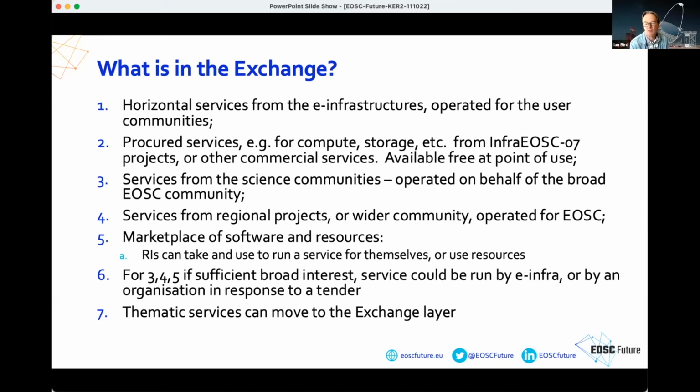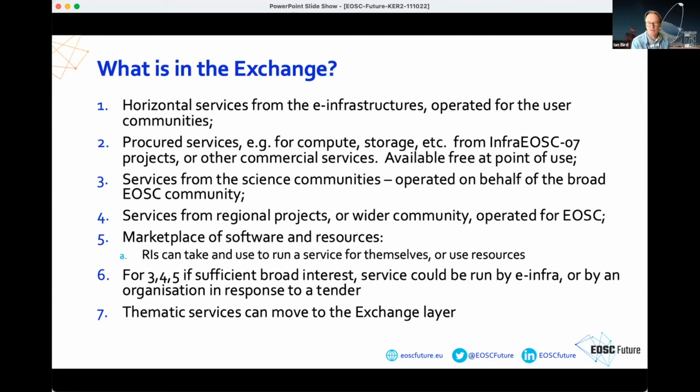So I think we have to be careful that things which go into the exchange are not necessarily operational services, but they are things which could become services. And I think if there's enough interest, there could be common services. But that's one of the things which we have to be more clear about, and we have to understand what the funding is and how that will be done in the future.